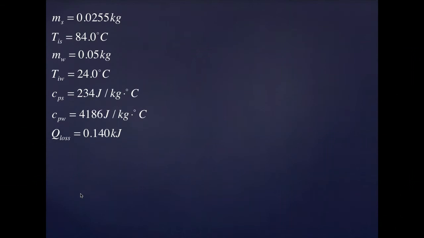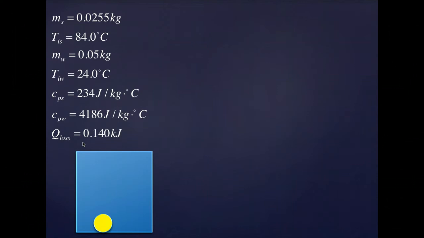Okay, here's the second one, and now you'll see why I recommend putting all Q's together first. So here we have a 25.5 gram silver ring at an initial temperature of 84 degrees Celsius that is put into 0.05 kilograms of water at 24 degrees Celsius to begin with. They give us the CP for silver, we know the CP for water, and unlike the previous problem, we have Q that is lost. So water sample.